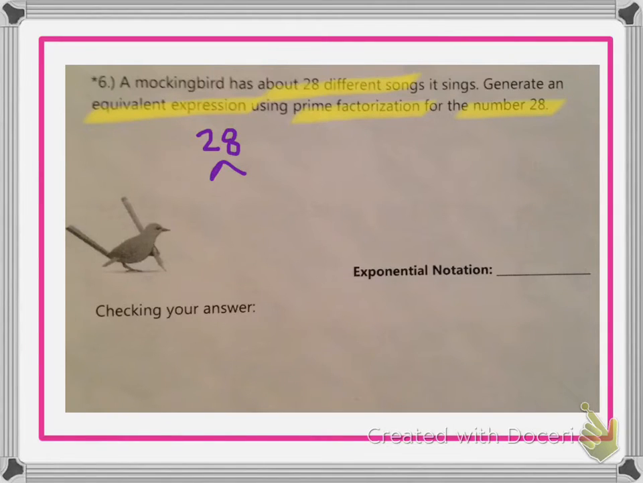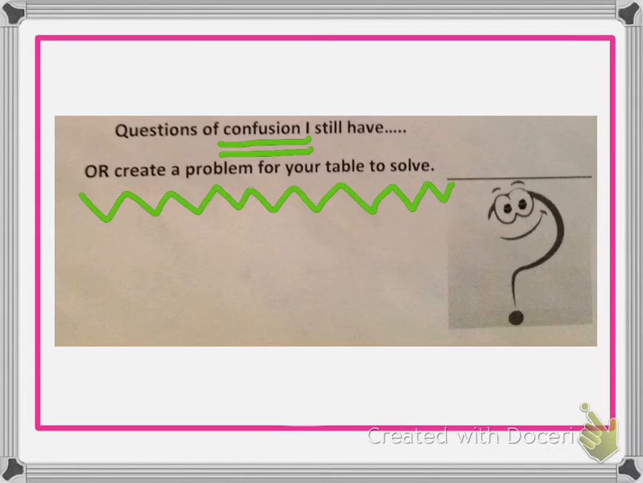So I would like you to do number 6, your factor tree, your expanded form, exponential notation, and checking your answer. We will check this tomorrow with our table groups. After you have finished that, you need to write down a question of confusion. If you still have one, you don't understand something you need clarification on tomorrow in class, and if not, create a problem for your table to solve.